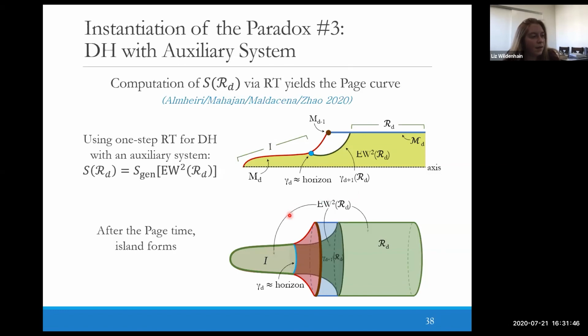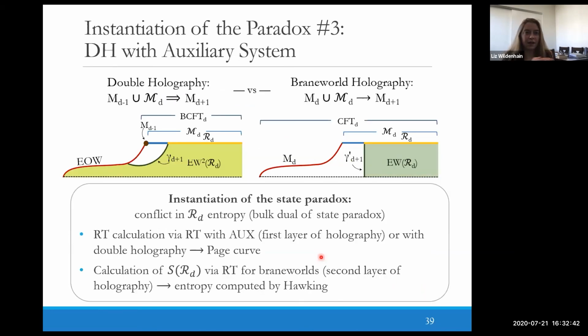So then after the page time, the appropriate RT surface now ends on the RT surface in D dimensions, gamma D, which sits right by the horizon, as in the case of the second example of the paradox. And so the appropriate gamma D plus one, the appropriate RT surface for these doubly holographic RT, is represented by this dark green line, or this dark green surface here, or this line in this region. And this corresponds with the appearance of the island. And then the area of this surface is decreasing over time. So that gives us the falling part of the page curve. And eventually it'll shrink to zero, and then that gives us the page curve.